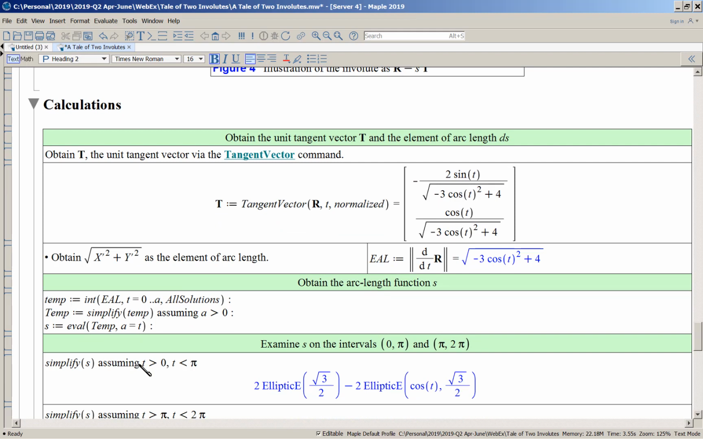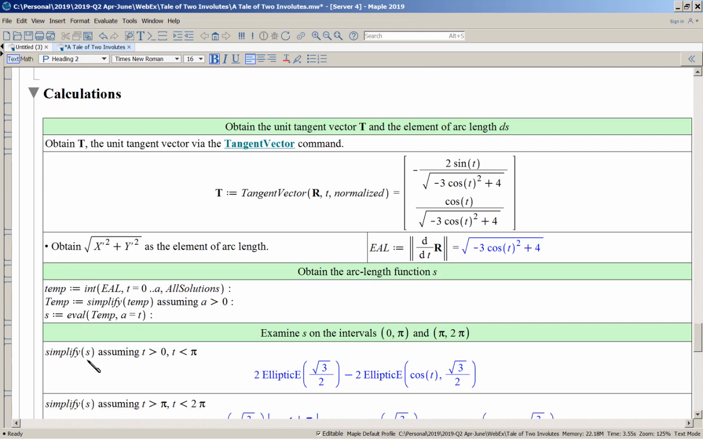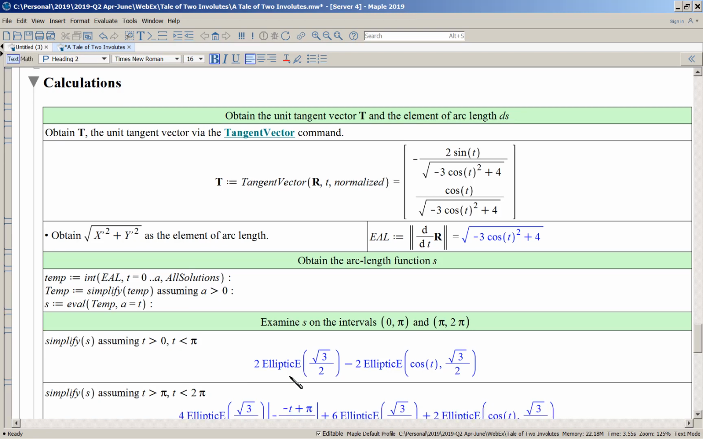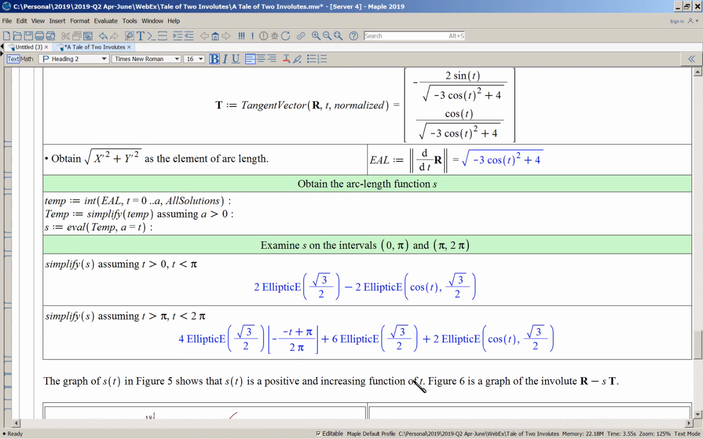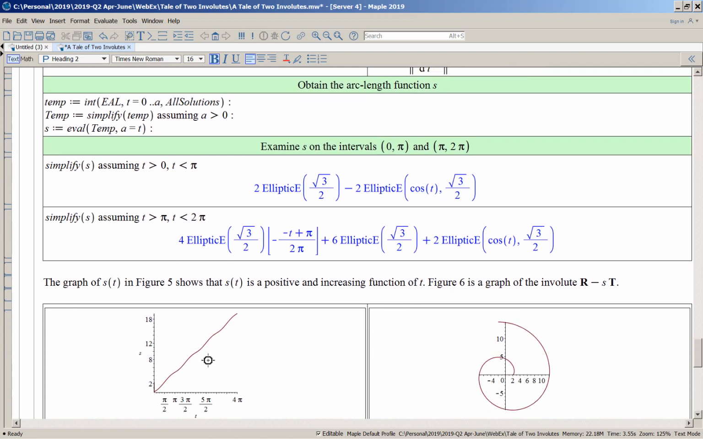I'd like to look at what this expression for the arc length s is like. So between 0 and pi, this is what that expression looks like. You have elliptic functions. You should expect that. We know that when you compute the arc length on an ellipse, you get elliptic functions. Between pi and 2 pi, it looks like this, because Maple is counting how many times it's gone around. This is the floor function. It gets a little bit more complicated. So I drew its graph. Well, here's its graph. It's a monotone increasing function.